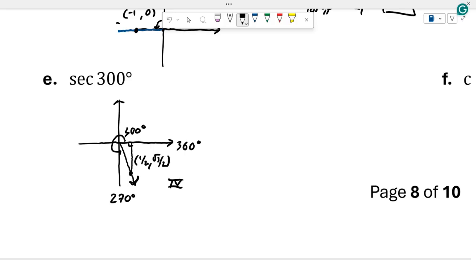Now, I'm in quadrant 4. In quadrant 4, to get to any xy coordinate from the origin, you're going to travel to the right, which means your x value is positive, but then you're going to go down, which means your y value is negative. So my xy coordinates here are 1/2 comma negative root 3 over 2. Great. Now, for the first time in this problem, I'm going to think about the secant function.